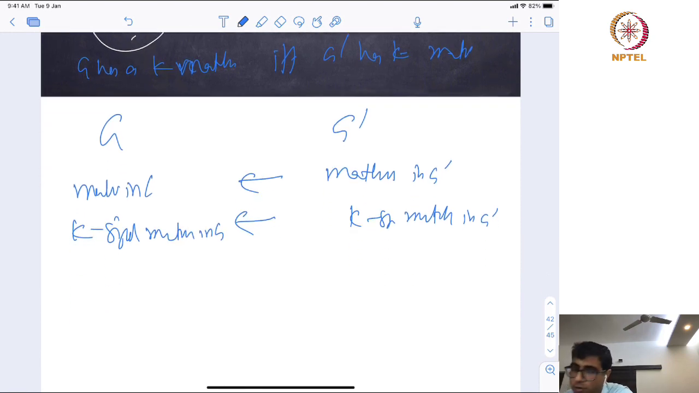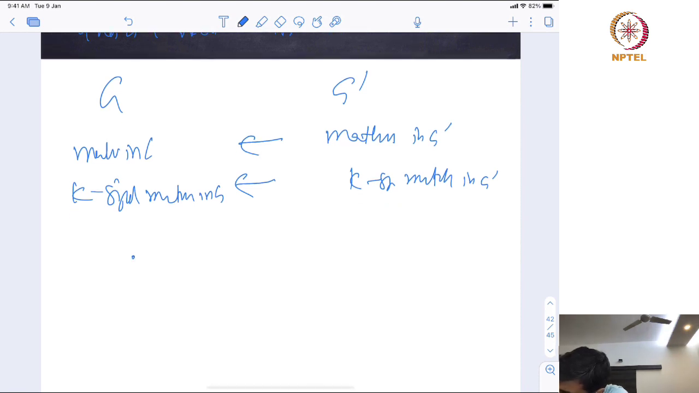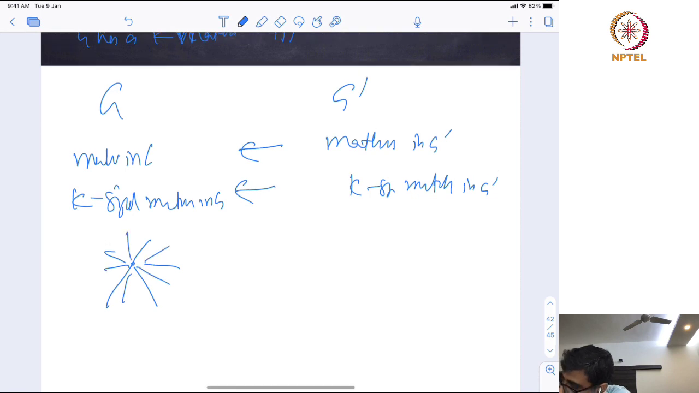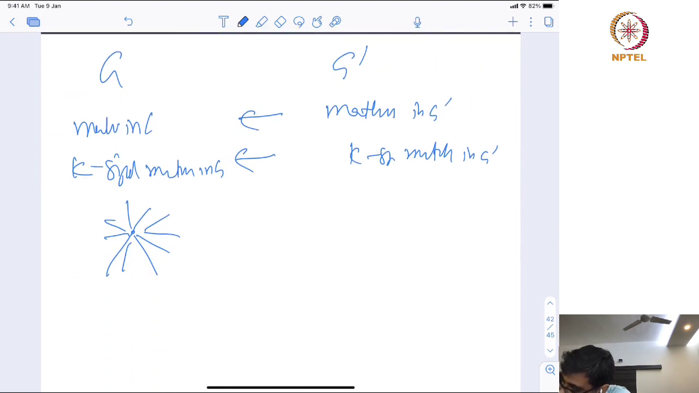But what about the forward direction? That's an interesting point, right? So the point is, look at the forward direction. We had 2k plus 2 edges, right?